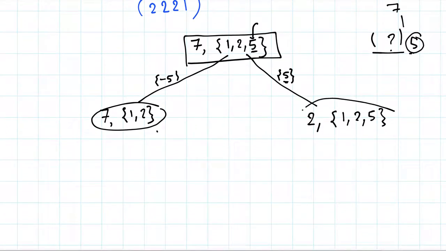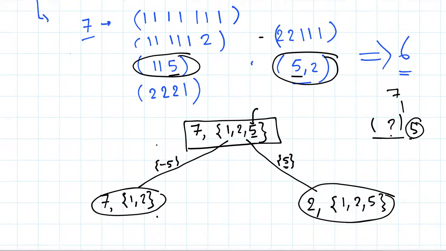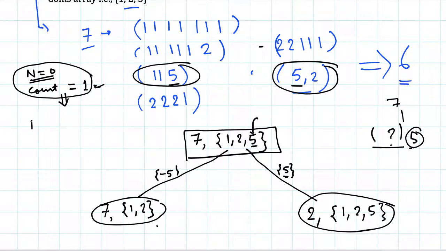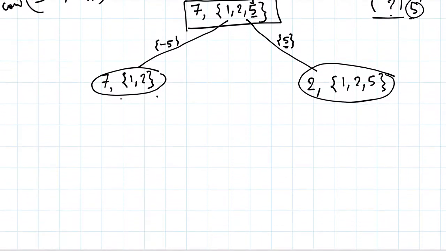Now we have to break it further, and let's also define the base case. If n is equal to 0, then count is equal to 1, because if we have to make 0, we will do it in just one way, by not choosing any of the coins. This is the only possibility. So if n is 0, we will say count is 1. And if n is greater than 0, but the coin array is empty, then the solution would be 0, because there is no way to make n without any coins. So we have defined our base cases.